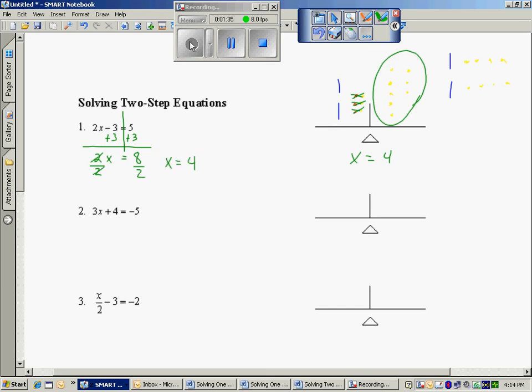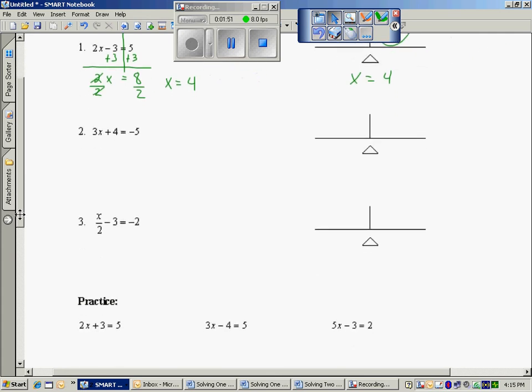Checking my answer, 2 times x. I'm going to substitute x now in as the value of 4. Subtract 3, and is that equal to 5? 2 times 4 is 8. 8 minus 3 is equal to 5. So I've solved it correctly.